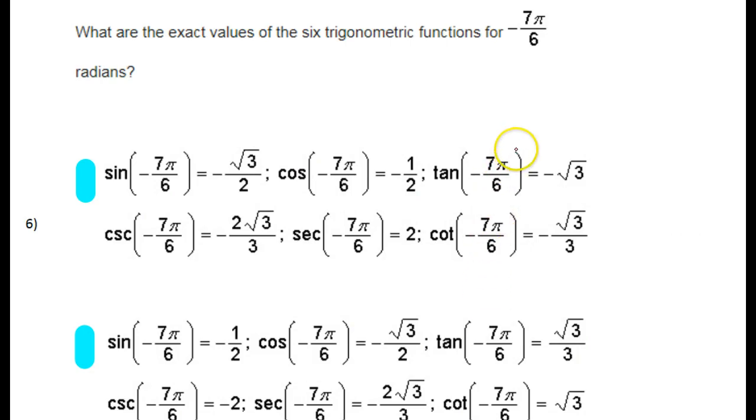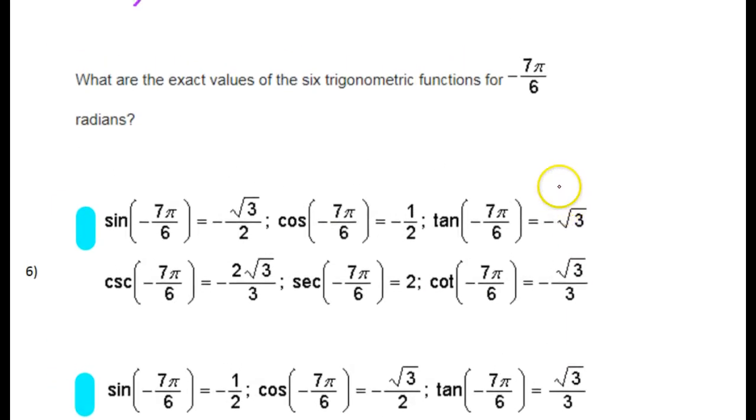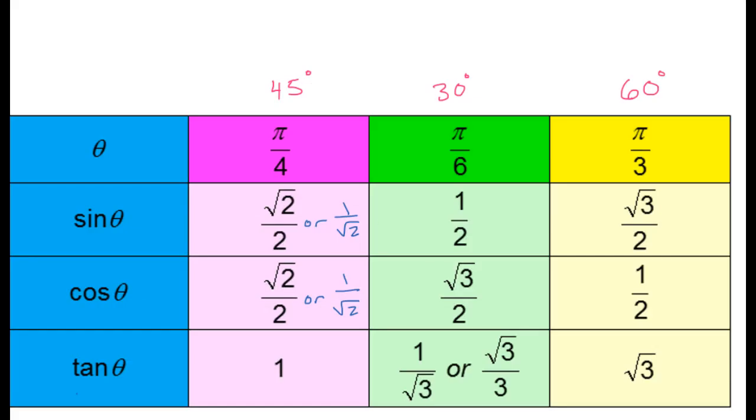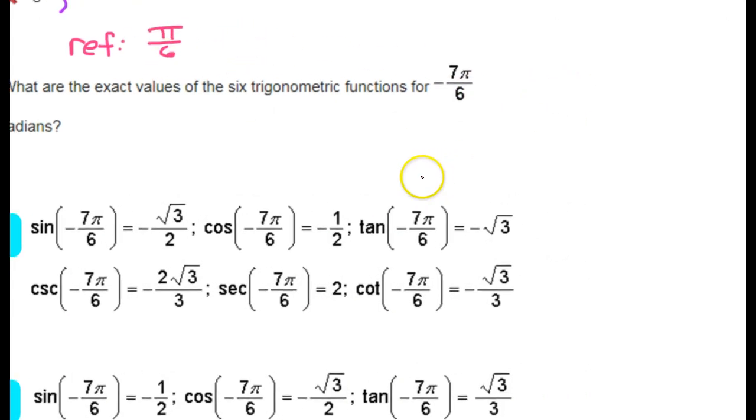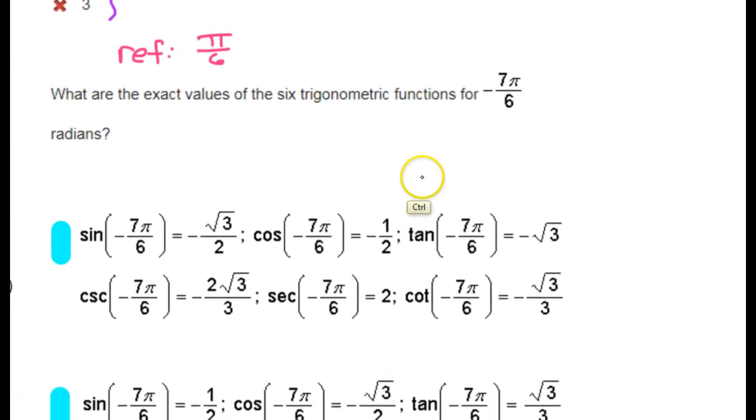Okay, so the next thing is you need to understand what the reference angle is for this problem. So for special angles that involve pi over 4, pi over 6, or pi over 3, those are the special angles. You can always tell just by looking at the denominator. If the denominator is a 6, that tells you that the reference angle is pi over 6. If it was a 3, it would be pi over 3. If it was a 4, it would be pi over 4. Okay, so the reference angle is pi over 6.